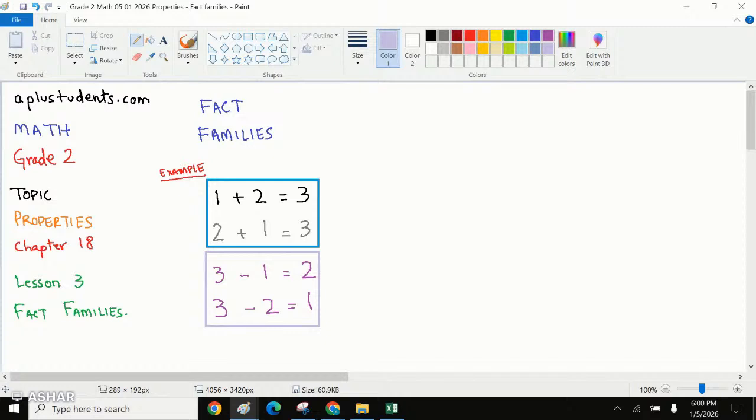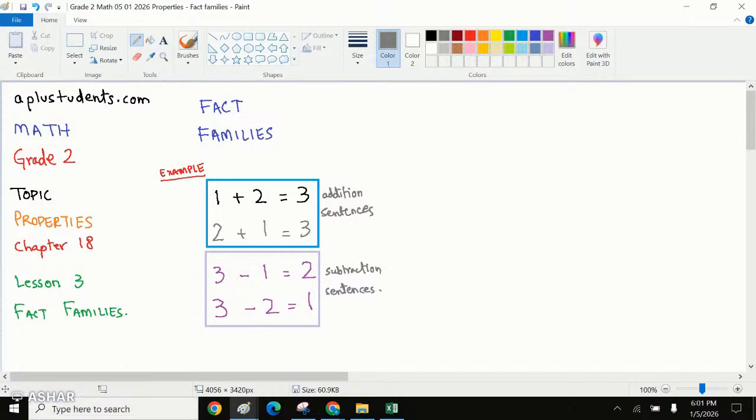And there would always be two addition sentences. These are addition sentences, right? And the other ones would be subtraction sentences. So for any fact family, there would be 4 sentences, 4 statements that would be true, right?